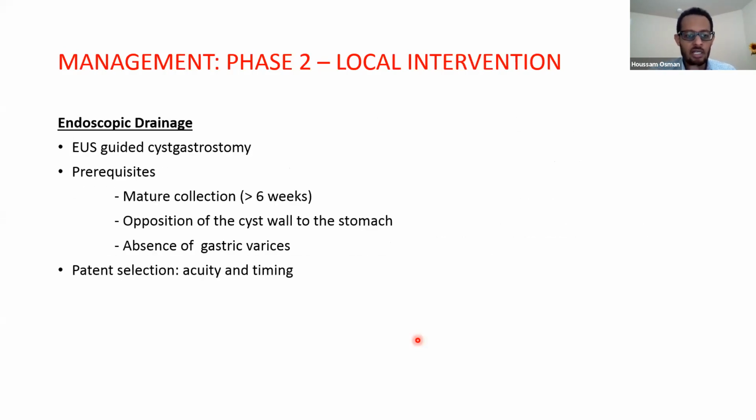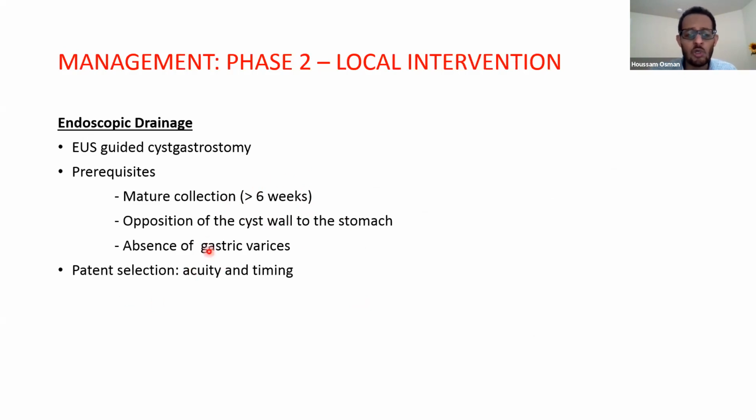The other thing quickly, I'm going to talk about endoscopic drainage. Really, I don't want to talk about this a lot. It really depends. Do you have GI available? Do they have endoscopic ultrasound availability? Are they committed to that? Because patients who undergo endoscopic necrosectomy require multiple trips to the GI suite, and usually you have to wait more than 6 weeks for them to have a mature collection. It's a mature walled pancreatic collection.